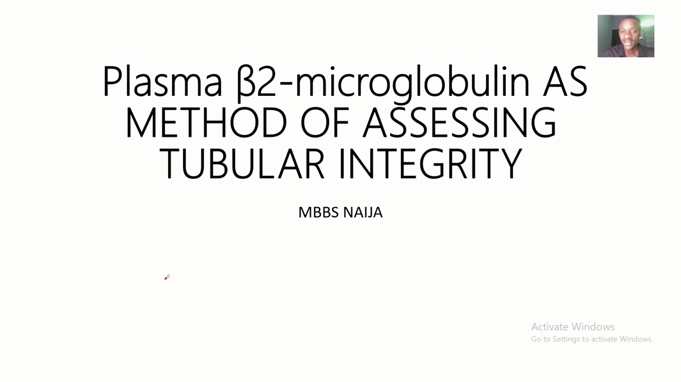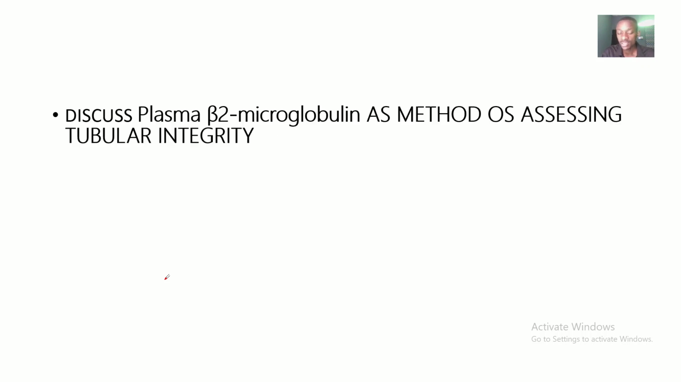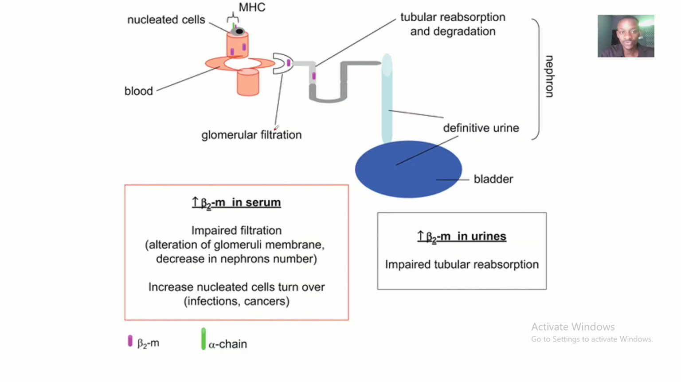So we'll be looking at another essential test that we can use to assess for tubular integrity. And what does tubular integrity mean? Tubular integrity means you are trying to check the renal tubules, that's the proximal convoluted tubule and distal convoluted tubules. You are trying to check if they are functioning optimally.